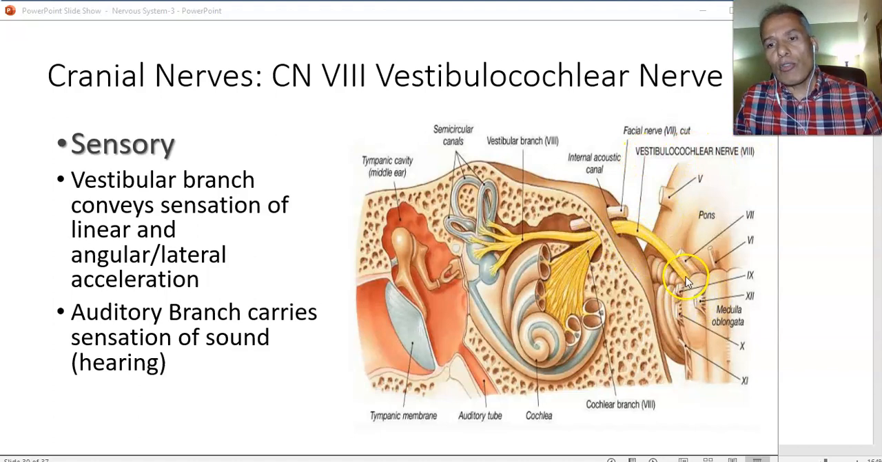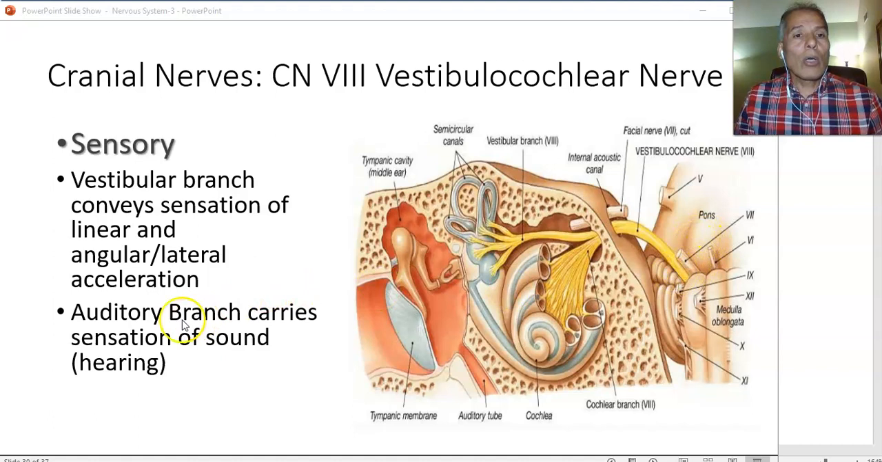As it exits the inner ear, it gets bundled with the cochlear nerve, known as the auditory nerve. They travel in the same direction, so they get bundled together into the vestibulocochlear nerve. And when they go into the brain stem, they separate again, where you have the auditory nerve traveling in one direction, making pathways that go up, the ascending auditory pathways. So that nerve enables us to have sensation of linear movement, angular and lateral acceleration in different dimensions of space. And if there's damage there, then the person will have dizziness. And the auditory branch, again, is dedicated to hearing.